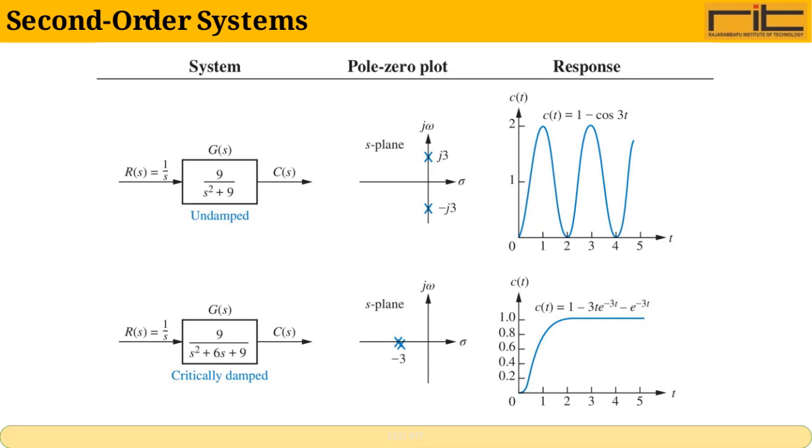Now, let's dive into second-order systems. These systems are characterized by differential equations where the highest derivative is of the second order. Unlike first-order systems, second-order systems can exhibit a richer variety of dynamic behaviors, such as oscillations and overshooting. Understanding these systems is crucial because they model many real-world processes, from mechanical vibrations to electrical circuits.